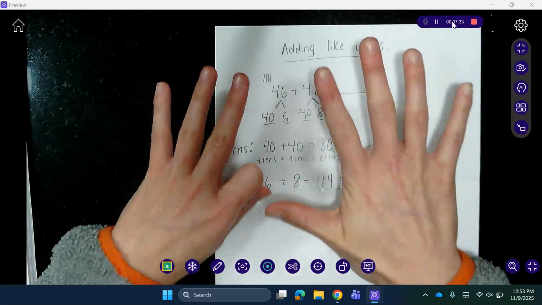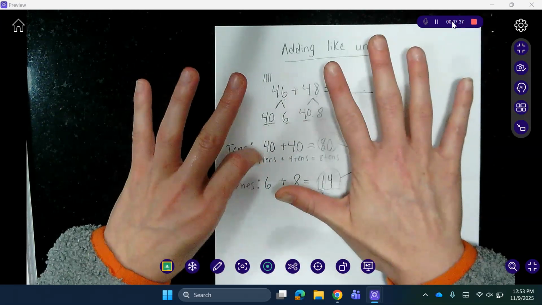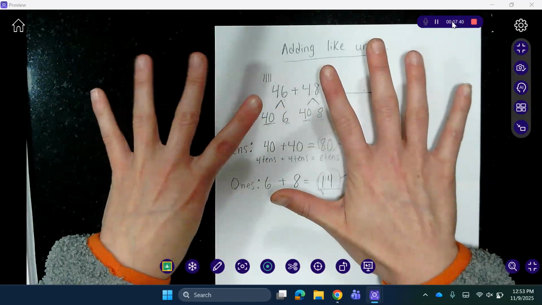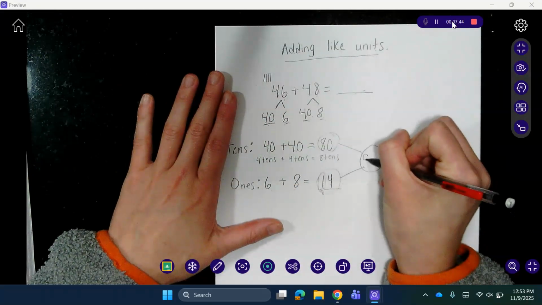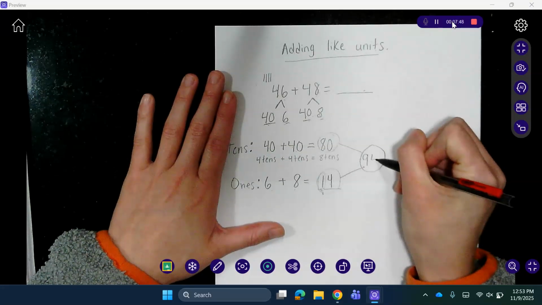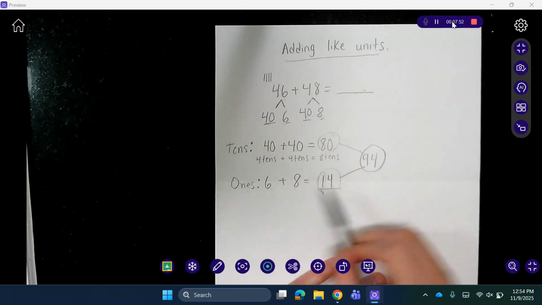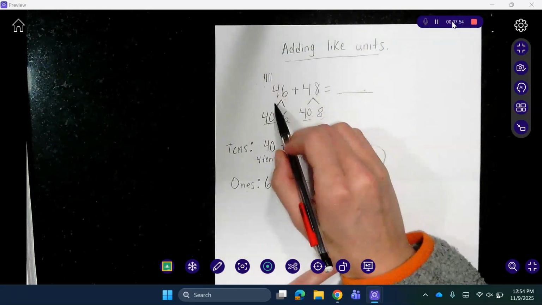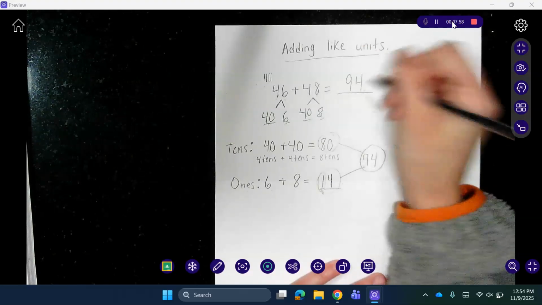Let's break that down. We have 8 tens. And if we add one more 10, how many tens do we have? Good. We have 9 tens. Put that in the tens place, right? Plus 4 more ones would be 94. So when we added the tens and the ones together, we got 94. So we know that 46 plus 48 is 94.